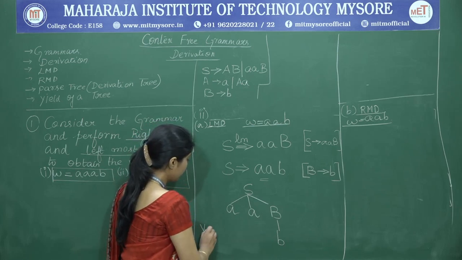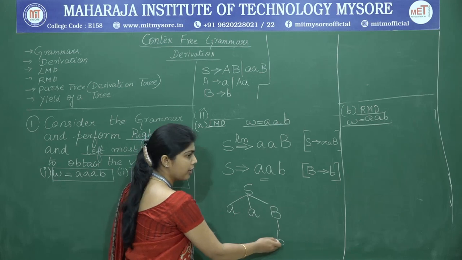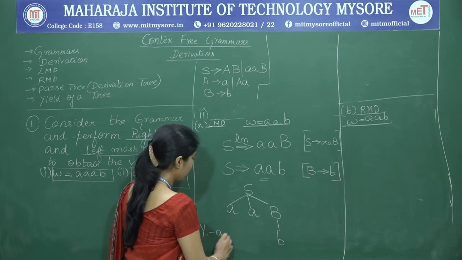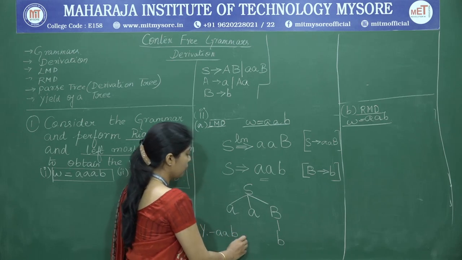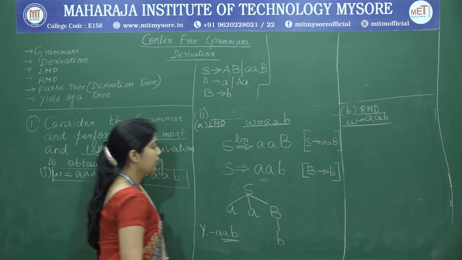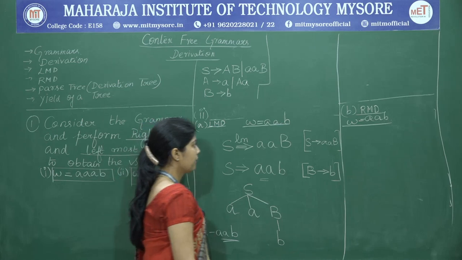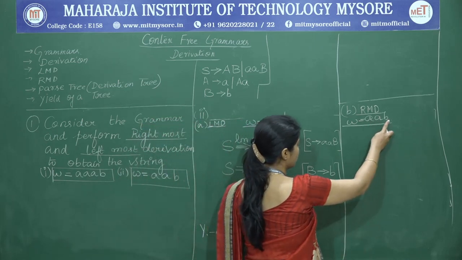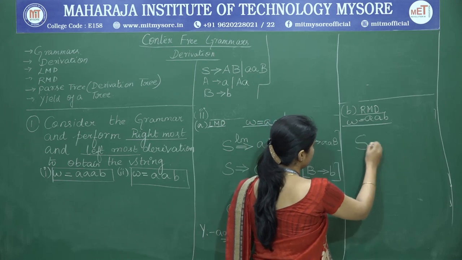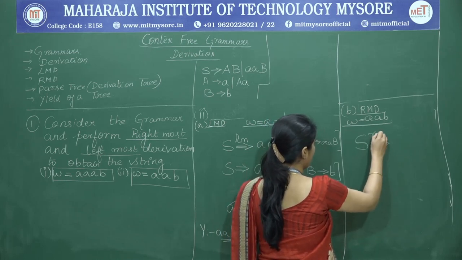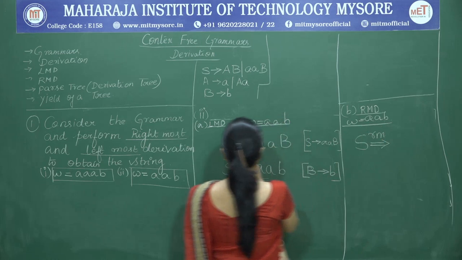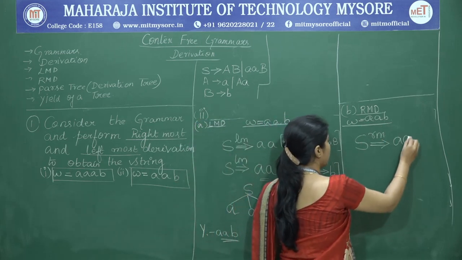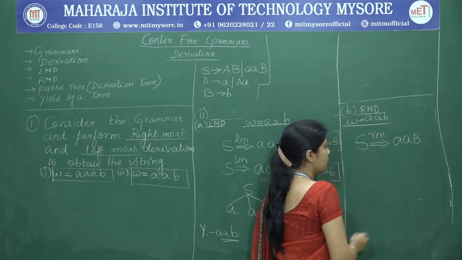What is the yield of the parse tree? From left to right, read all the terminals: A, small b, small a, and small b. So, this is the yield of the tree. Next step is performing the rightmost derivation for the string AAB. So, S goes to, we write RM here, and here also we write LM. So, RM, we will take the production AAB.